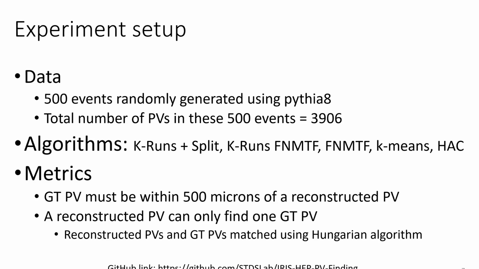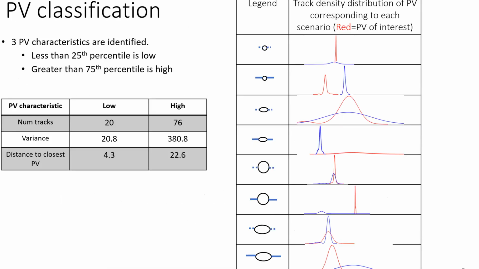And we ensure that the best possible match of ground truth PVs and reconstructed PVs is made by the evaluation program by making use of the Hungarian algorithm. So before we go into performance, let's also talk about one different plot which we use for evaluating performance. We call this plot performance by PV type.